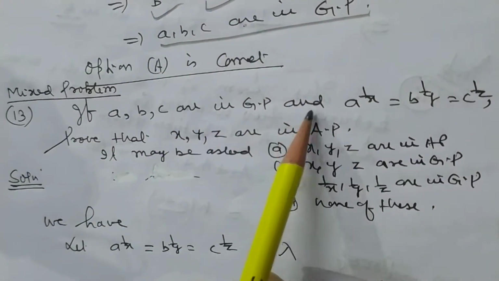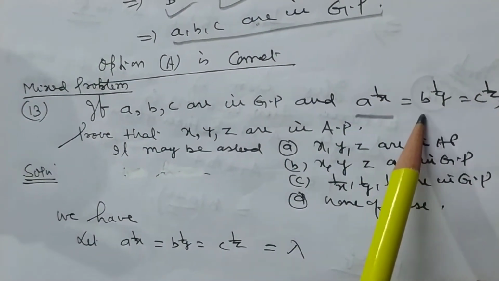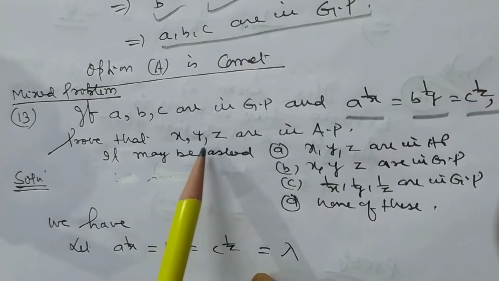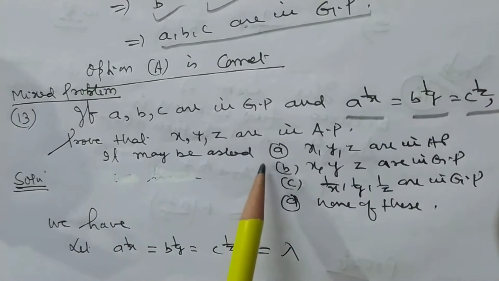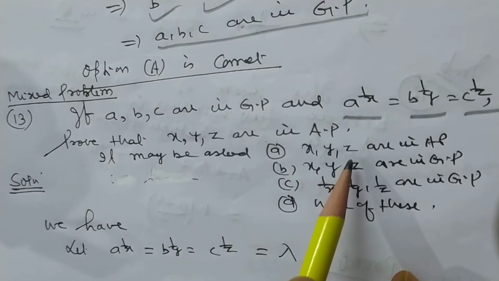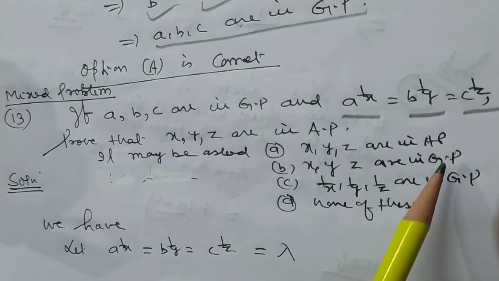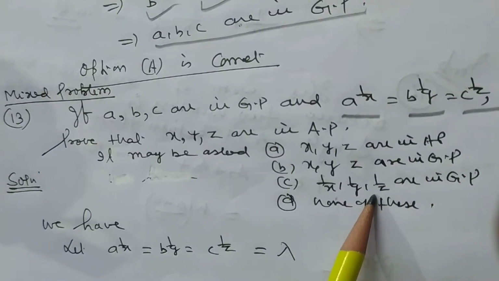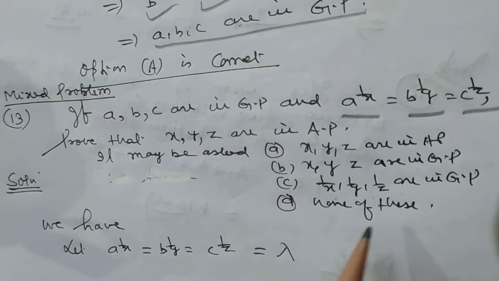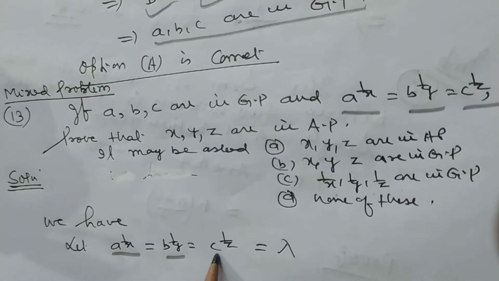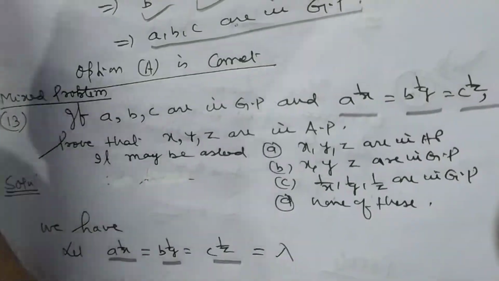If A, B, C are in GP and A to the power 1 by X, B to the power 1 by Y, C to the power 1 by Z are equal, prove that X, Y, Z are in AP. It may be asked in the form of multiple choice questions: X, Y, Z are in AP; X, Y, Z are in GP; 1 by X, 1 by Y, 1 by Z are in GP; none of these. We have A to the power 1 by X, B to the power 1 by Y, C to the power 1 by Z is equal to lambda.